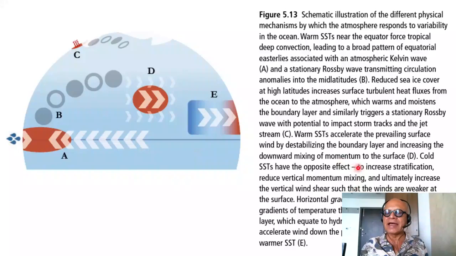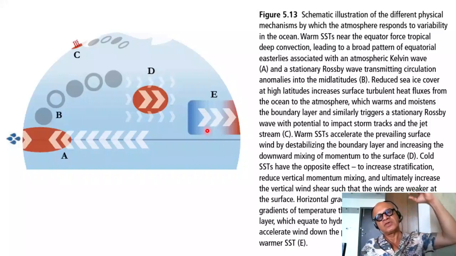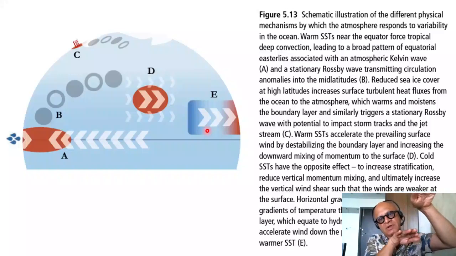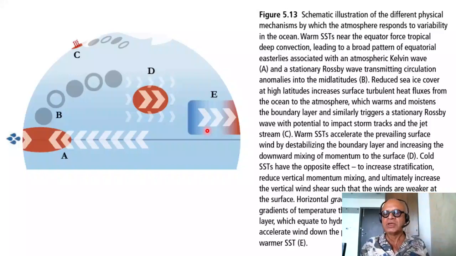So just remember that. Cold SSTs have the opposite effect: they increase stratification, reduce vertical momentum mixing, and ultimately increase the vertical wind shear such that winds are weaker at the surface. Okay, so here where we had cold temperatures, the boundary layer gets stable, so the vertical entrainment is decreased, which means the upper level winds and the lower level winds now have strong gradients, so you get vertical shear, which plays a big role in many situations like cyclogenesis and growth of cyclones and so on and so forth.